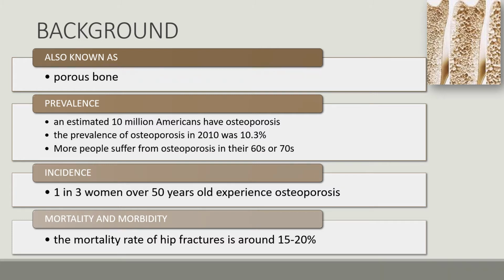Next, we have the background of osteoporosis, which is also known as porous bone. Porous means porous because in osteoporosis, there are many pores in the bone. An estimated around 10 million Americans have osteoporosis. The prevalence of osteoporosis in 2010 was 10.3%, and more people suffer from osteoporosis in their 60s or 70s because this is an age-related disorder. 1 in 3 women over 50 years old experience osteoporosis, and the mortality rate of hip fractures, which is a complication, is around 15 to 20%.